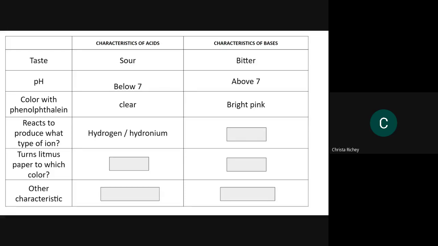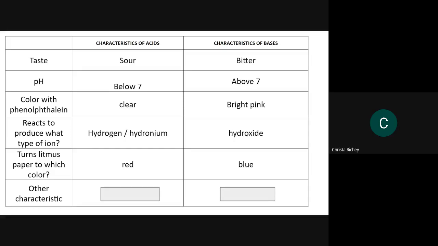What do most bases share as a negative ion? Hydroxide. Your major exception is the ammonia base, the NH3. What color does litmus paper turn if it's in an acid? Red. It really looks pink, but you say it's red. And then if you put that same piece of paper that's red into a base, it's gonna turn blue, a pale blue.